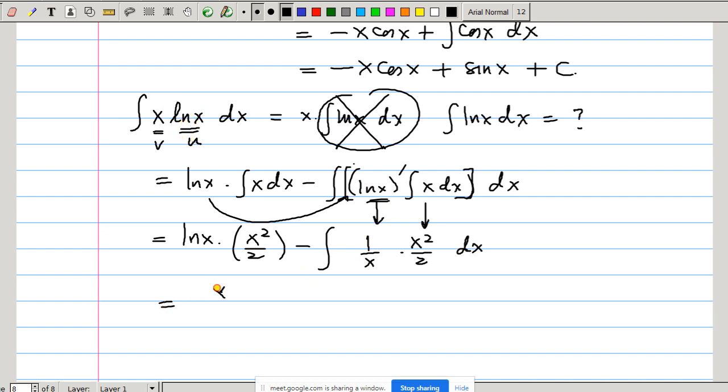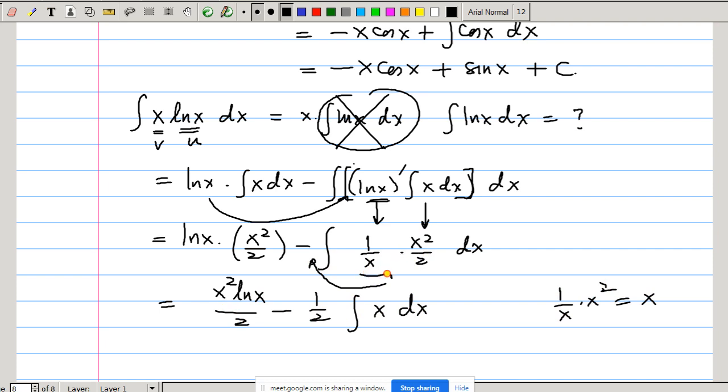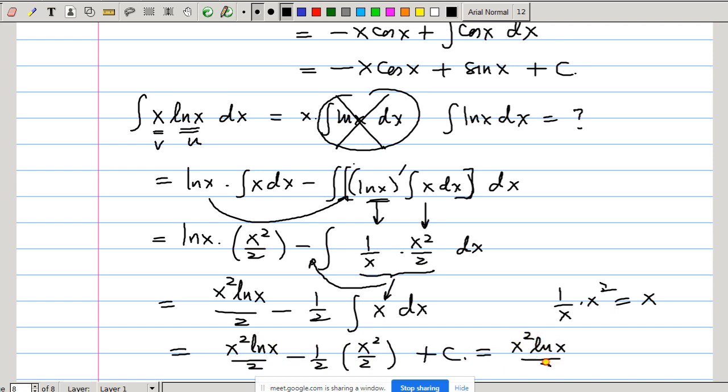So now I got x square natural log of x by 2 and minus 1 by 2. I can bring 2 outside. And here simplify. X square by x is just an x dx. 1 over x into x square is just an x. So just simplify these two first because we have to multiply them. So simplify, it gives you x. Now the answer is x square natural log of x by 2 minus 1 by 2, and this x will become x square by 2 plus a constant of integration. So that is my answer. X square log of x by 2 minus 1 by 4, so x square by 4 plus c.